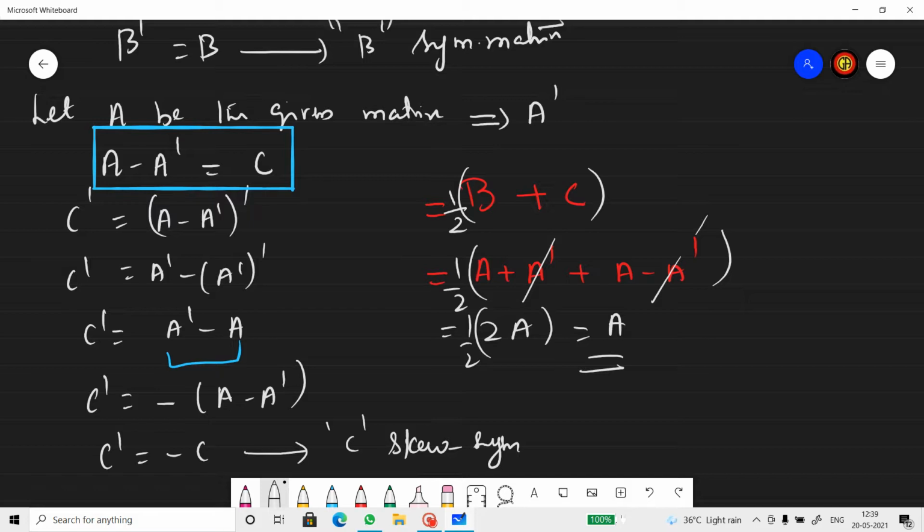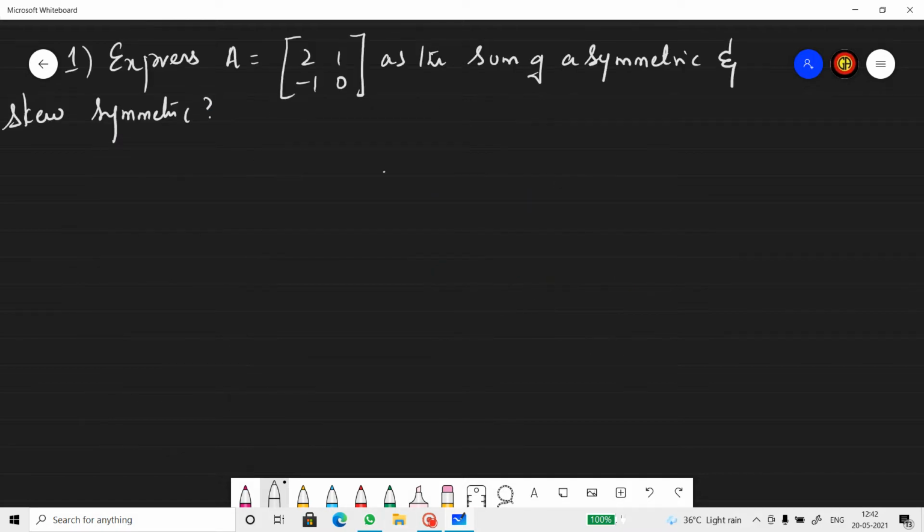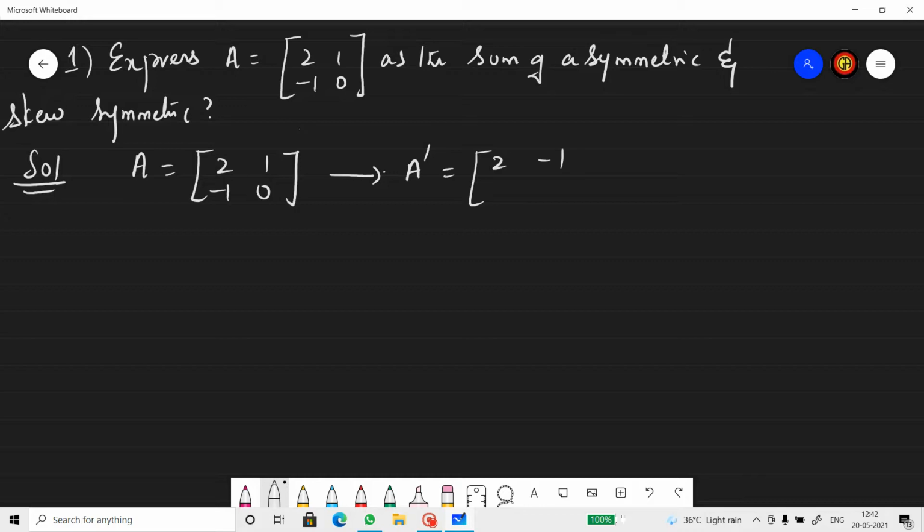Now I'm going to apply this to a sum and show you. So here is a 2 by 2 matrix where they ask us to express this as a sum of a symmetric and a skew symmetric matrix. Alright? Okay. So A matrix is 2, 1, minus 1, 0. Using A, let's find A transpose. What is A transpose? Interchanging rows to columns. So 2, minus 1, 1, 0.